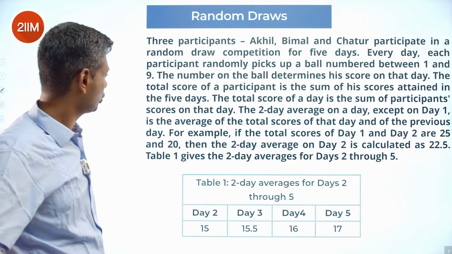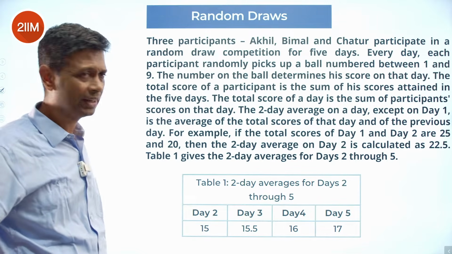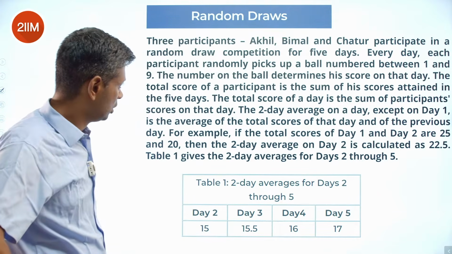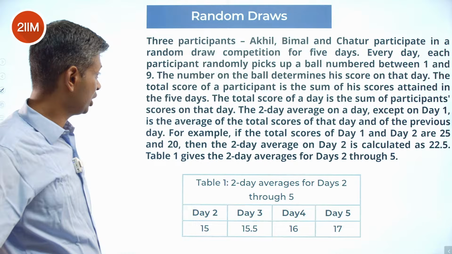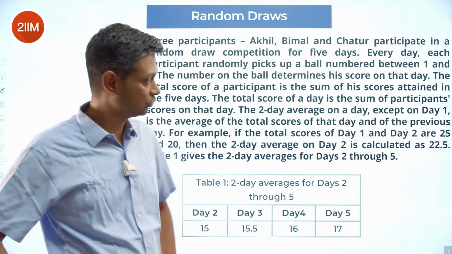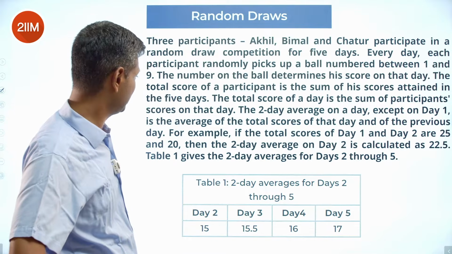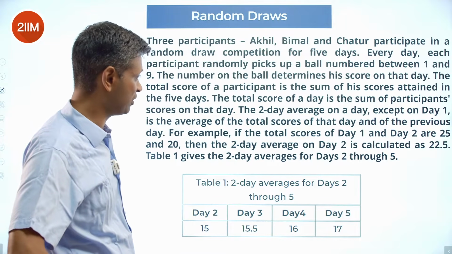And so, the total score of a participant is the sum of his scores attained in the 5 days. Understandable. You get 1, 3, 5, 7, 9, and you add all of that. That's your total. The total score of a day is the sum of participants' scores on that day. The 2-day average on a day, except on day 1, is the average of the total scores of that day and of the previous day.